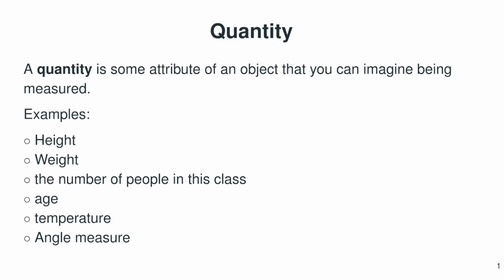Quantity. Let's talk about the quantity first. What is a quantity? A quantity is some attribute of an object that you can imagine being measured. So in math, we deal with a lot of different types of quantity, and here are some examples.